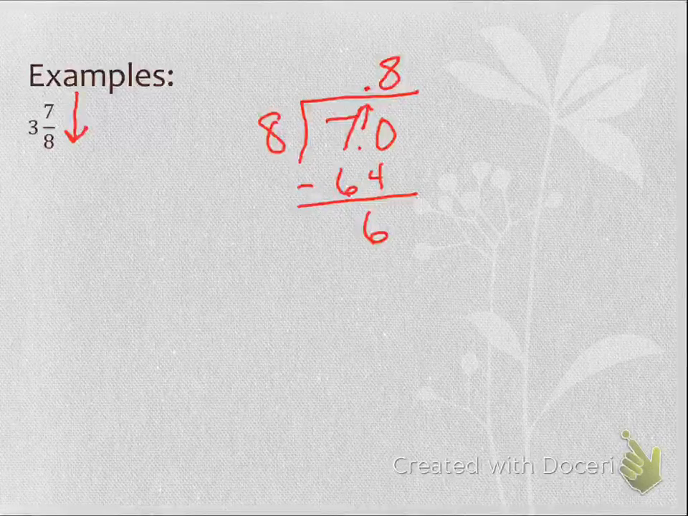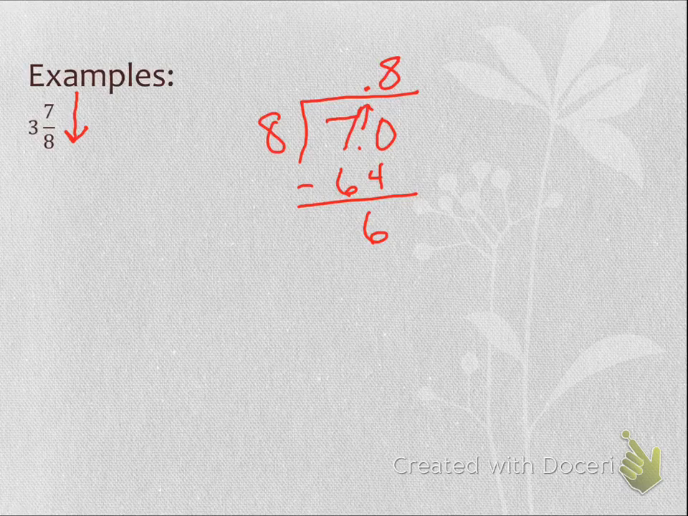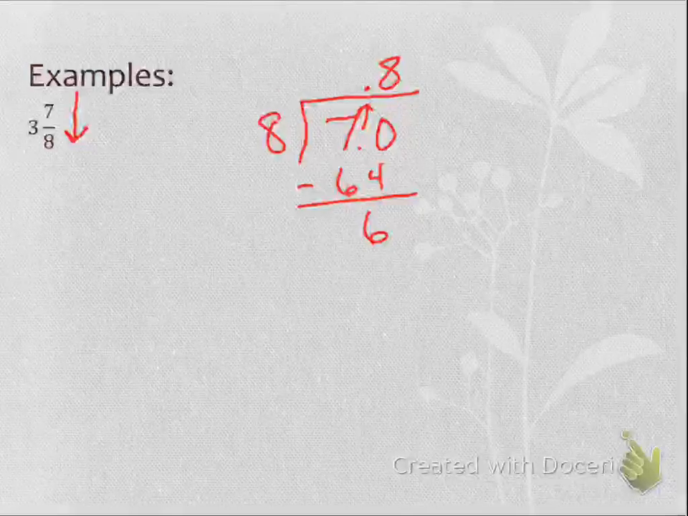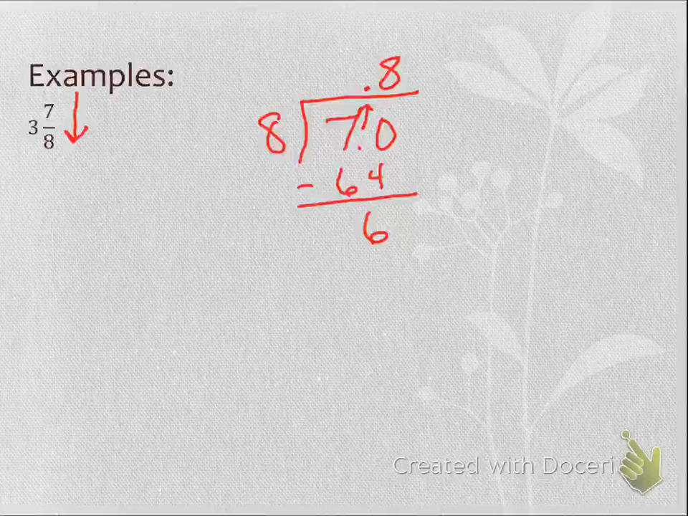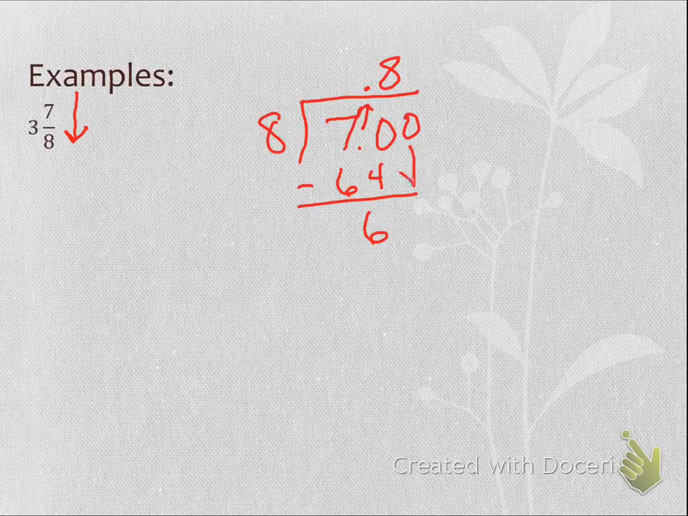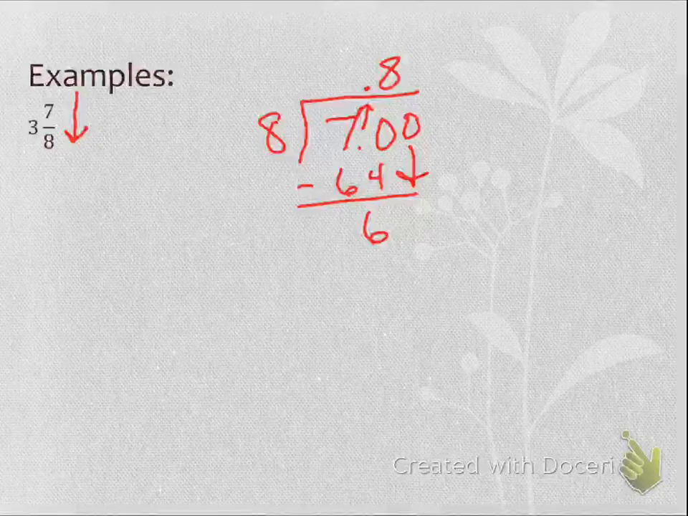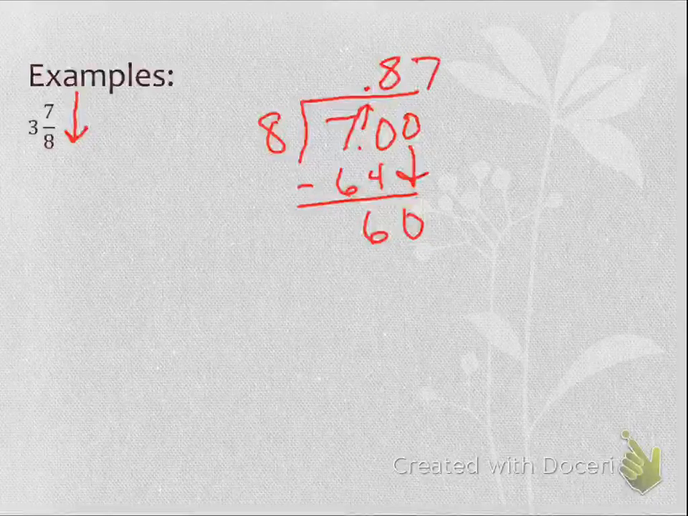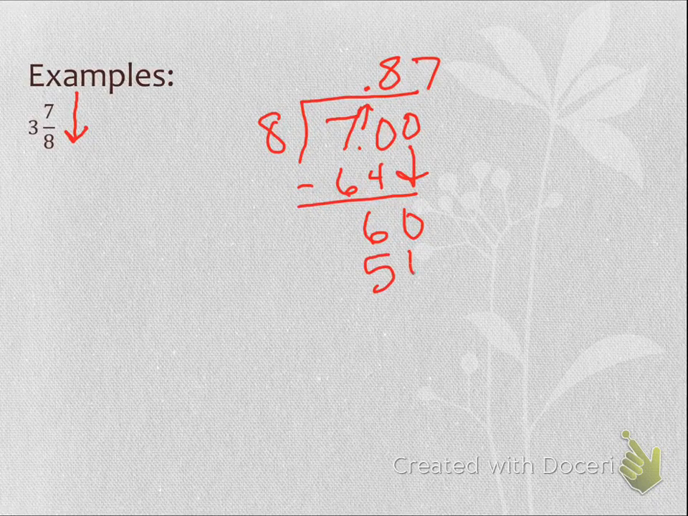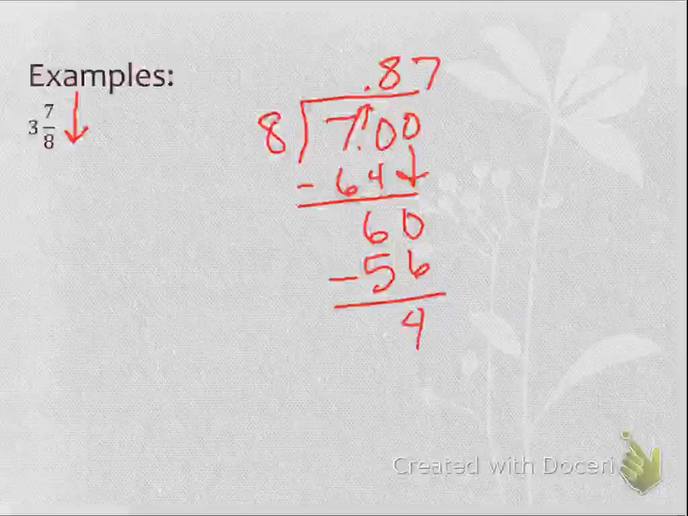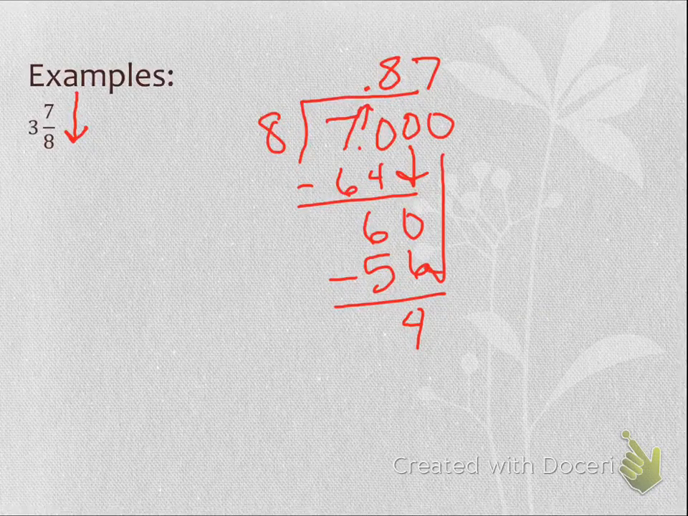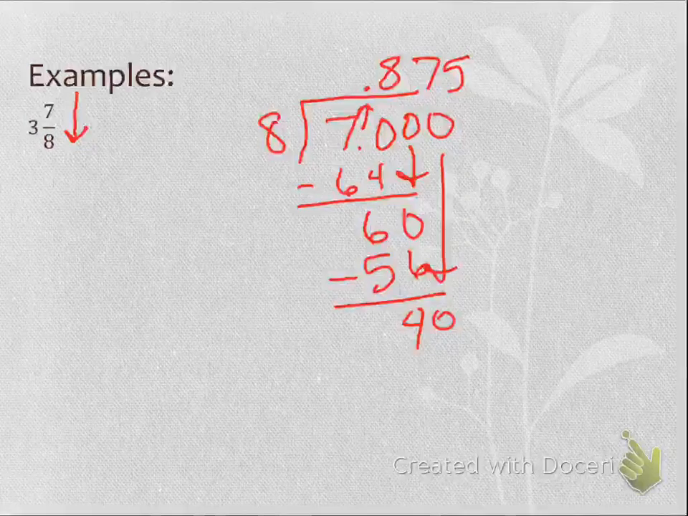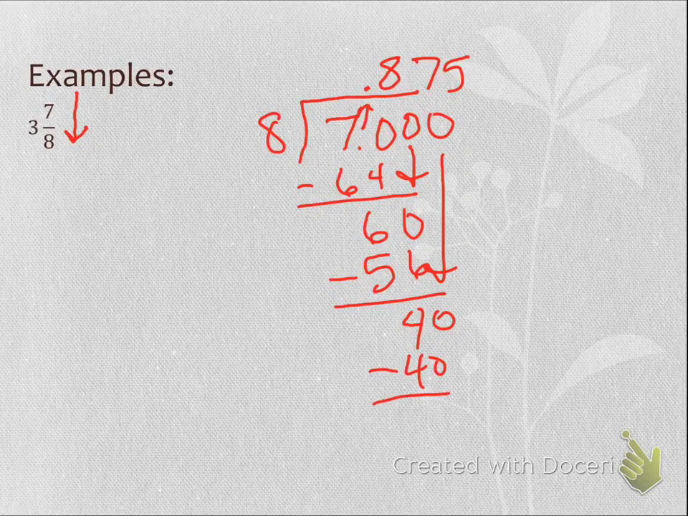Well, I still have a number here. I subtracted, I have a number, so I have to keep going. With decimals, you keep going until you have nothing left over, no remainder. So I'm going to add a 0 and bring it down. 60 divided by 8 is 7. 7 times 8 is 56. Subtract and we have 4. Add a 0 and bring it down. 40 divided by 8 is 5. 5 times 8 is 40. Subtract and we have 0.